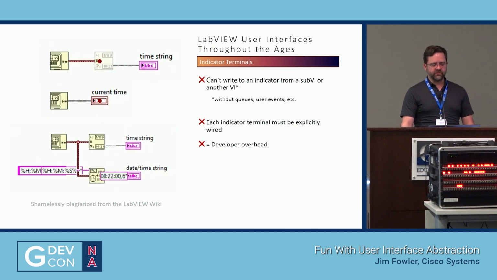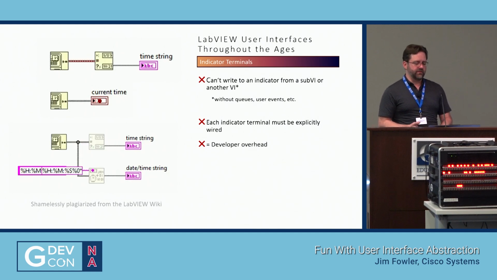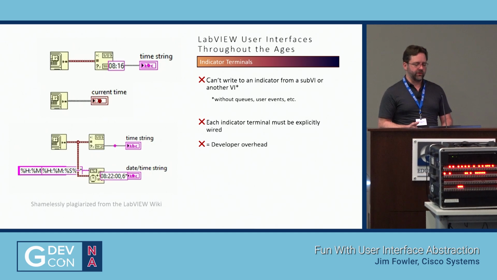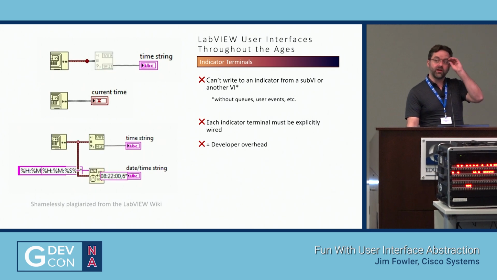This has some disadvantages. You can't write to an indicator directly from a sub-VI or another VI without some queues, notifiers, or whatever it may be. So that introduces some overhead automatically. You've got to explicitly wire to each indicator terminal because we're still in data flow land, and I already touched a little bit on the developer overhead.